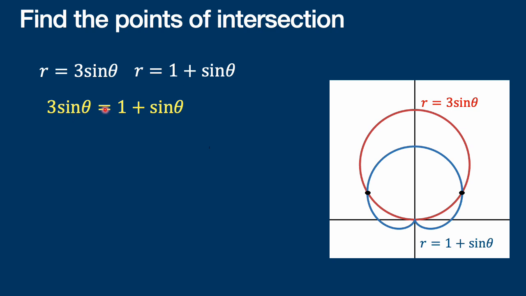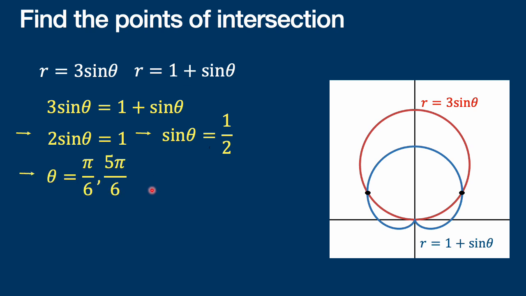3 sine theta equals 1 plus sine theta. You're going to solve for theta. So move the sine to the other side: 2 sine theta equals 1. Sine theta is 1/2. The points are in quadrant 1 and quadrant 2. Theta is pi over 6 and 5 pi over 6, right? That's quadrant 1 and quadrant 2.